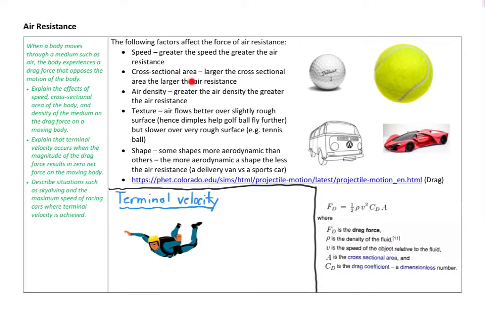The second is the cross-sectional area. The larger the cross-sectional area, the greater the air resistance. I think that makes sense. So if all other things were equal and we compared, say, this golf ball with the tennis ball, purely because the golf ball has less cross-sectional area, it would have less air resistance than the tennis ball. And if we compared a tennis ball to a basketball, the tennis ball would have less air resistance than the basketball because it's got less cross-sectional area. In the formula, if you want to think of it mathematically, A is the cross-sectional area.